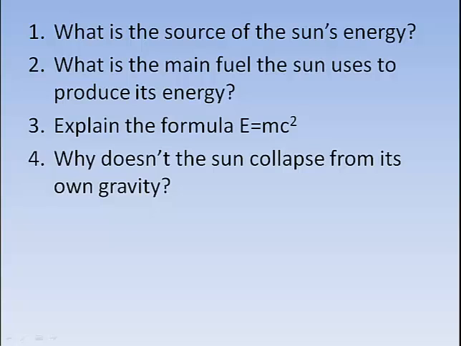Why doesn't the sun collapse from its own gravity? Because the outward force of energy released by the fusion of hydrogen atoms into helium counteracts the inward force from gravity, and the sun remains stable.